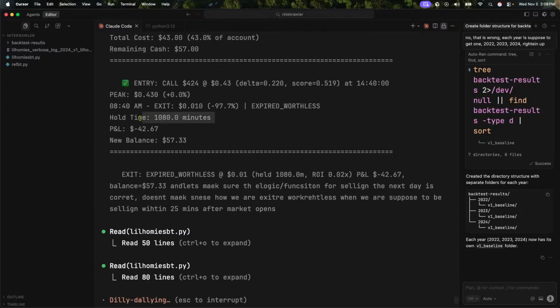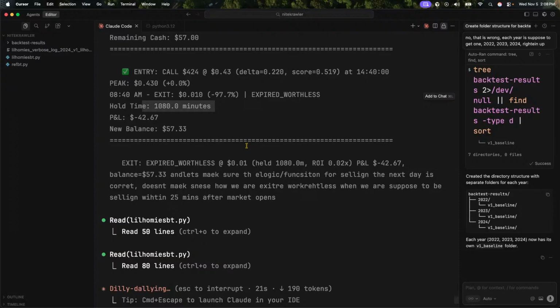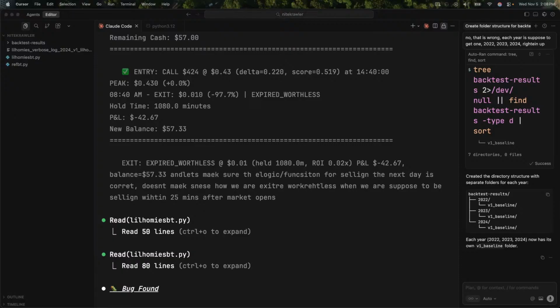Hold time for damn near, bruh, 1,000 minutes. You got 25 minutes. Why are you holding it for 1,000 minutes? How come I didn't see that before? Okay, this makes sense. You're only supposed to be holding it for 25 minutes.